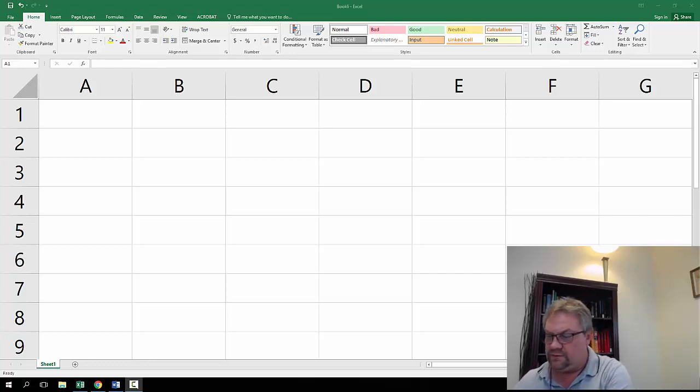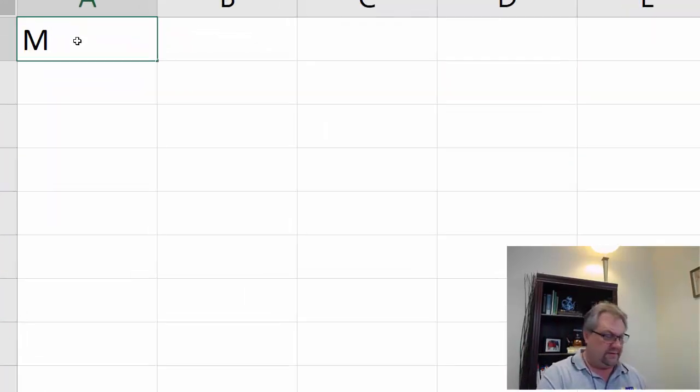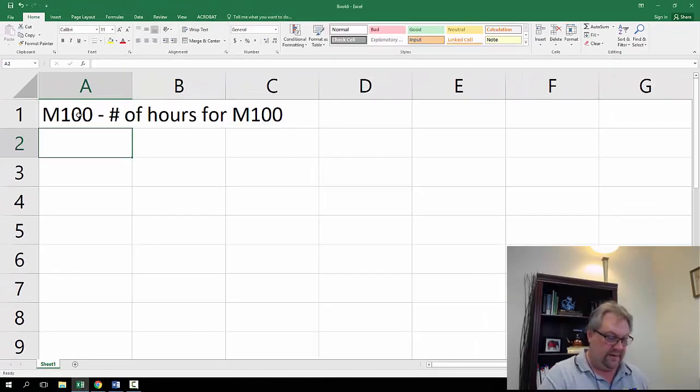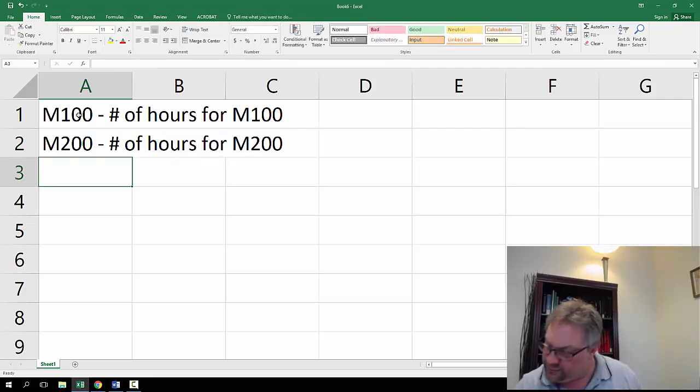So I'm going to do problem 54. And if you've read the problem, everything is basically in per hour terms. So what I'm going to do is designate M100 as the number of hours for the M100, and M200 as the number of hours for the M200. Okay, so I've got these two printing machines or whatever they are.